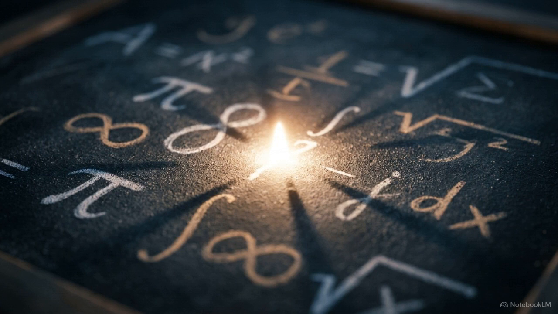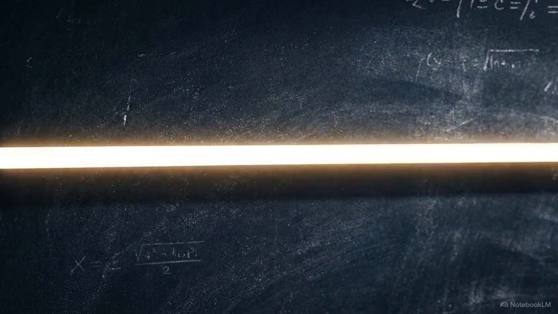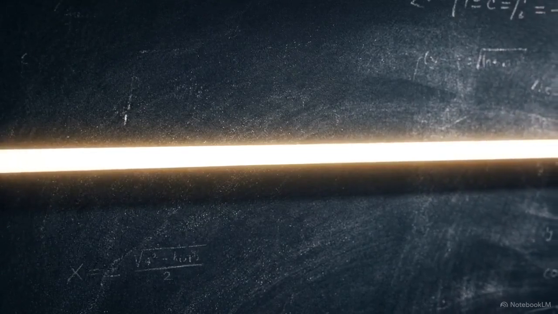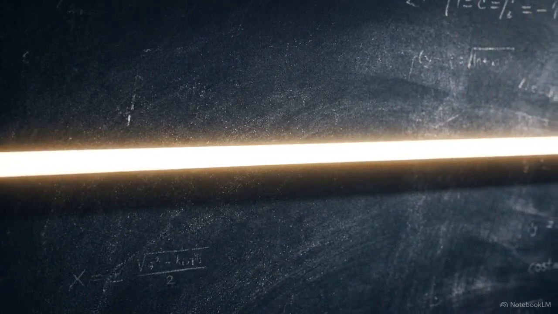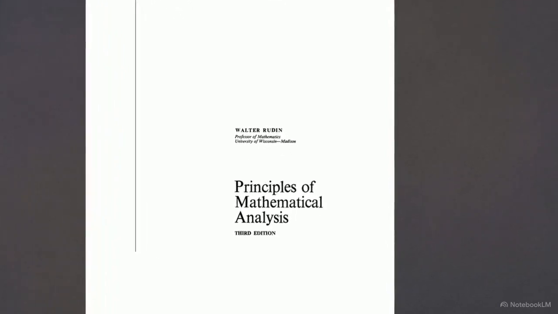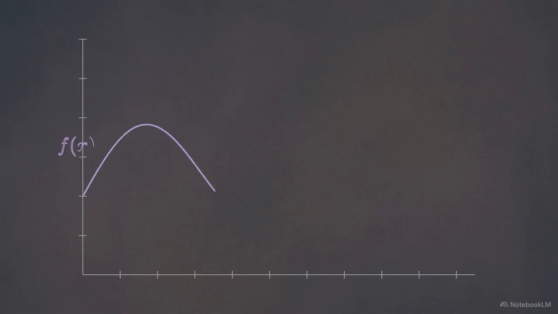What if everything you know about numbers, rational, irrational, even infinity, could be built from just a few simple axioms? Today, we define the axioms that provide the necessary structure for real analysis. To do this, we are looking at Chapter 1 of Walter Rudin's Principles of Mathematical Analysis, the definitive text for constructing this rigorous foundation.